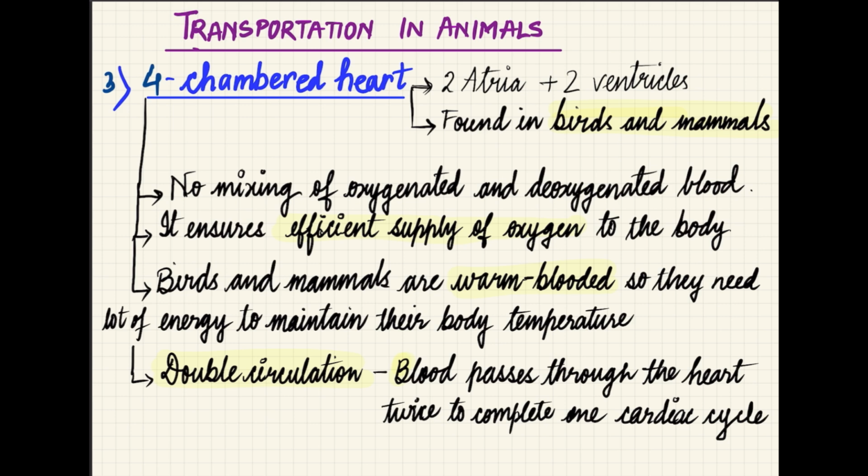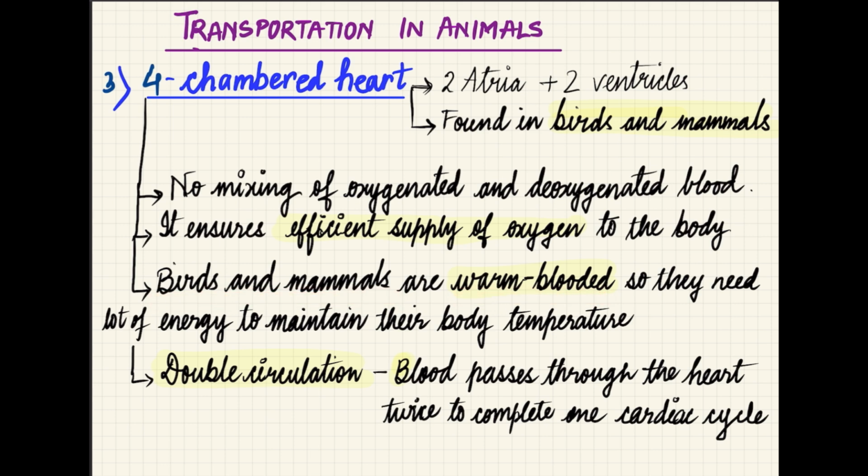So there are two atria and two ventricles, which is found in birds and mammals. And because it's such a beautifully chambered type of heart, there is no intermixing of oxygenated and deoxygenated blood, and it's very efficient. Now the thing is, why does it have to be so efficient? Birds and mammals are warm-blooded animals.